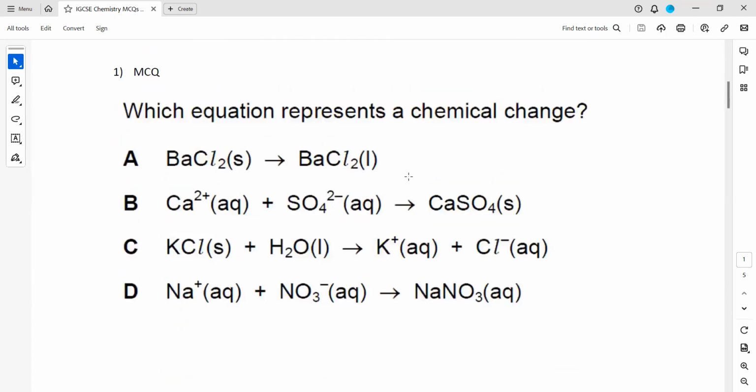In the first question, which equation represents a chemical change? When we say a chemical change, it means a new substance should form. Dissolving, like dissolving of a salt, is not a chemical change. Dissolving of a salt is a physical change.